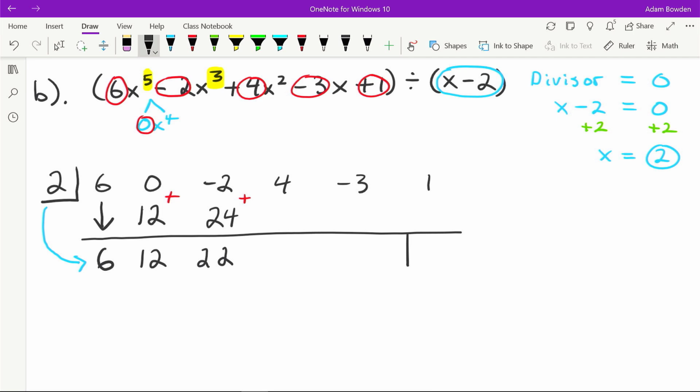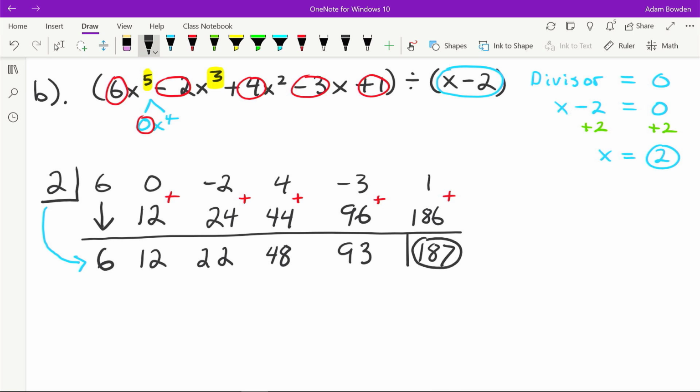If you see how things are going and if you want to practice it, you may want to pause the video, see if you can go through the rest of the numbers and what you get in the end. I'll multiply again, 2 times 22 to get 44. Add that with the 4 to get 48. 48 times 2 is 96. 96 and -3 add to get 93. 2 times 93 is 186, and 186 and 1 will have 187 here at the end.